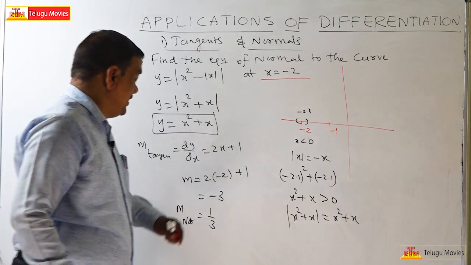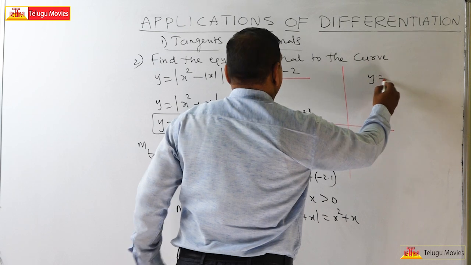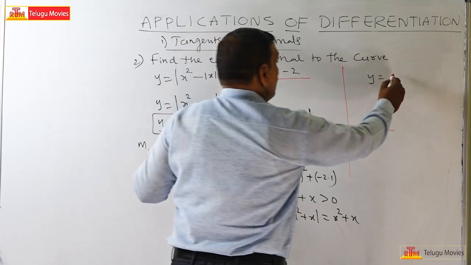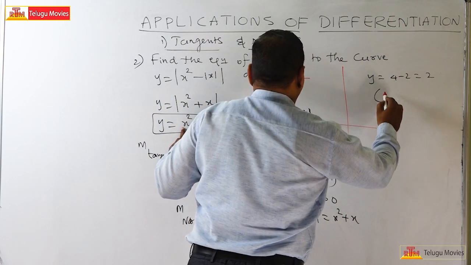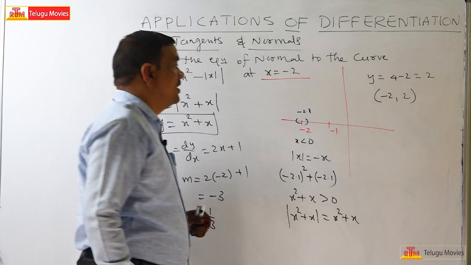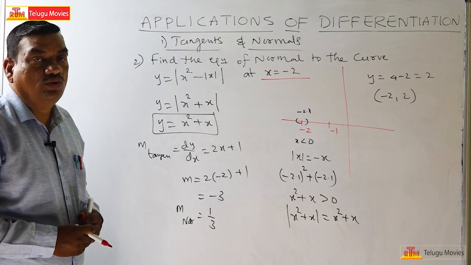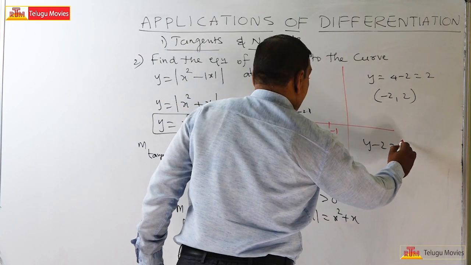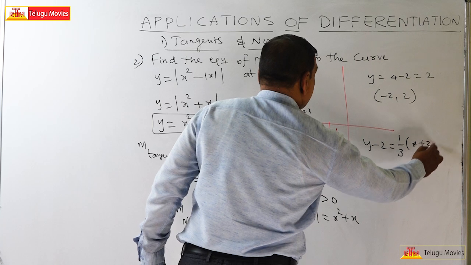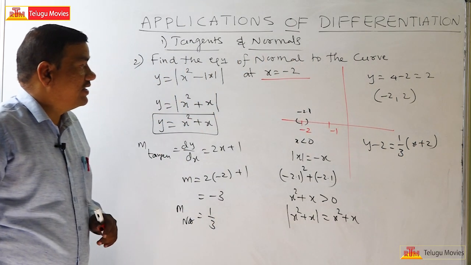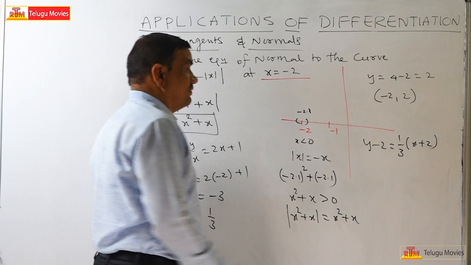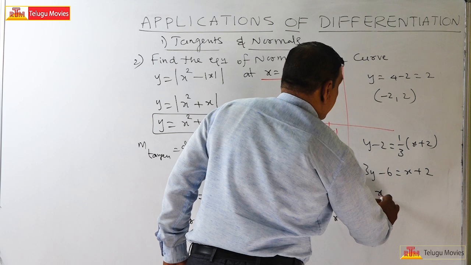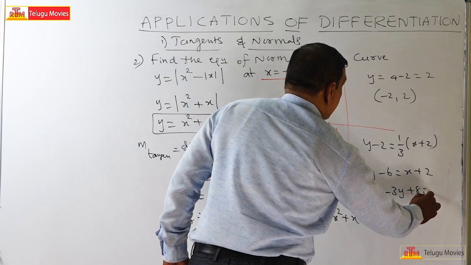You know the point and slope. The point: in place of x, substitute minus 2, whole square is 4, minus 2, this is equal to 2. Therefore the point is minus 2 comma 2. X value minus 2, y value 2. Slope is this. Therefore y minus y1 is equal to m into x minus x1. So this is 3y minus 6 is equal to x plus 2. Taking to one side, x minus 3y plus 8 is equal to 0.